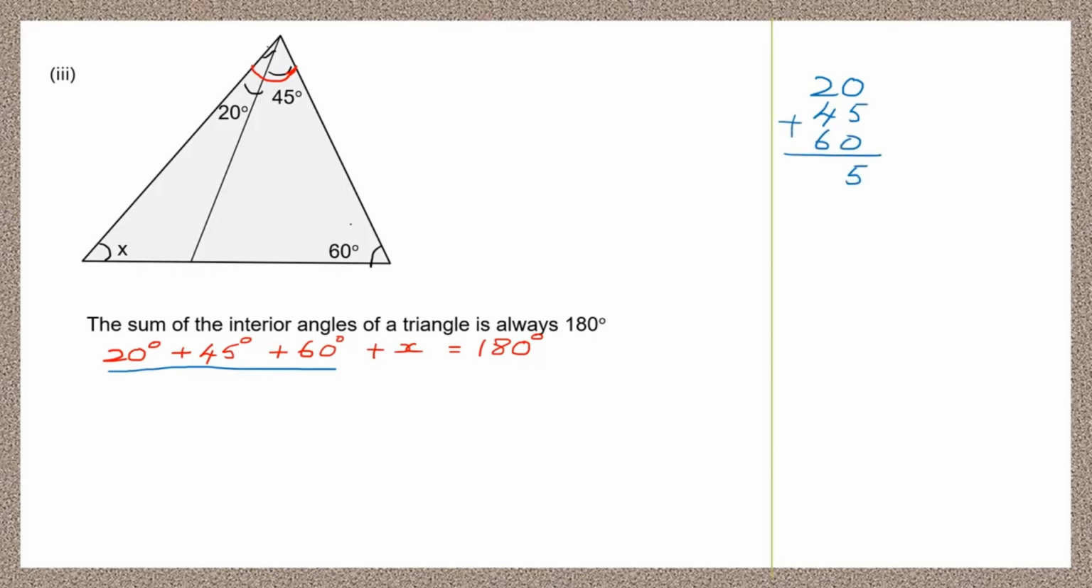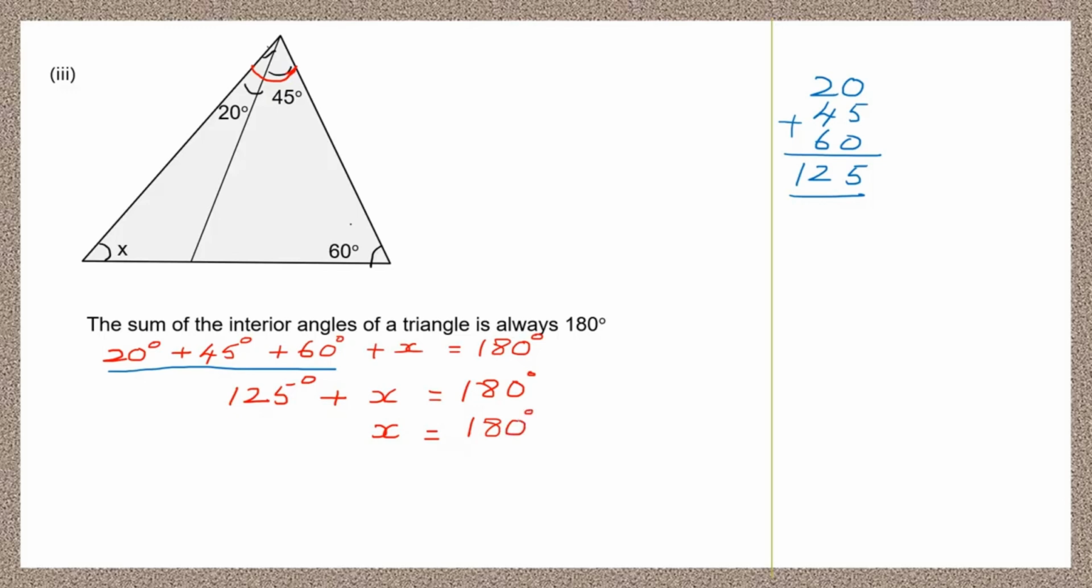6 plus 4 is 10. 10 plus 2 is 12. I've got 125 degrees. So 125 degrees plus x equals 180 degrees. Here I'm going to leave x on the left hand side, 180 on the right hand side as it is.